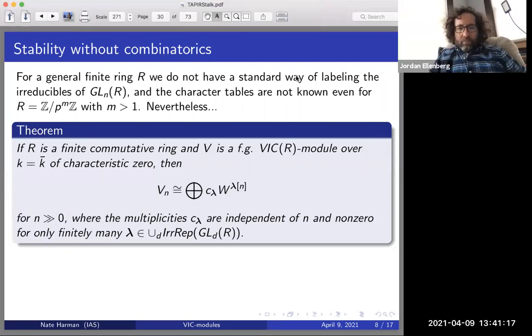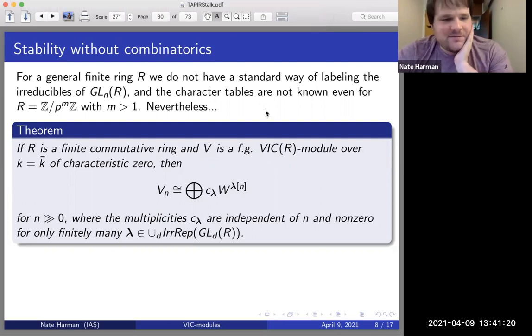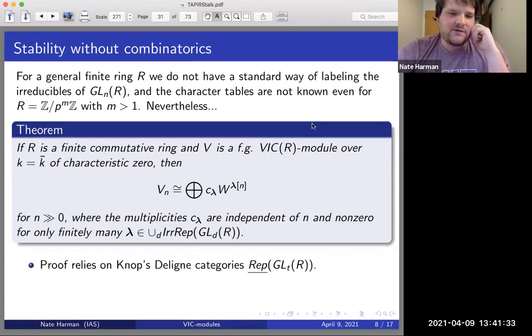I can't see the chat. So if someone has a question, you can interrupt me, but I can see that someone is typing things. All right, but we have some stability thing, and the proof I have is not a great proof, but it works, and it relies on these Deligne categories, or rather Knop's version of Deligne categories for these finite linear groups, where he proves a very similar result, and then the proof of mine is just showing that these things are compatible with each other, which is harder for VIC than it was for FI, but fine. So it's not a satisfying resolution necessarily, but at least we know what the picture is now.